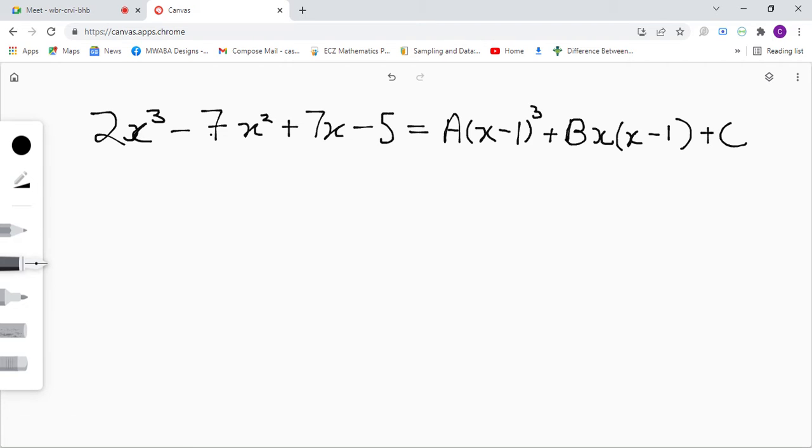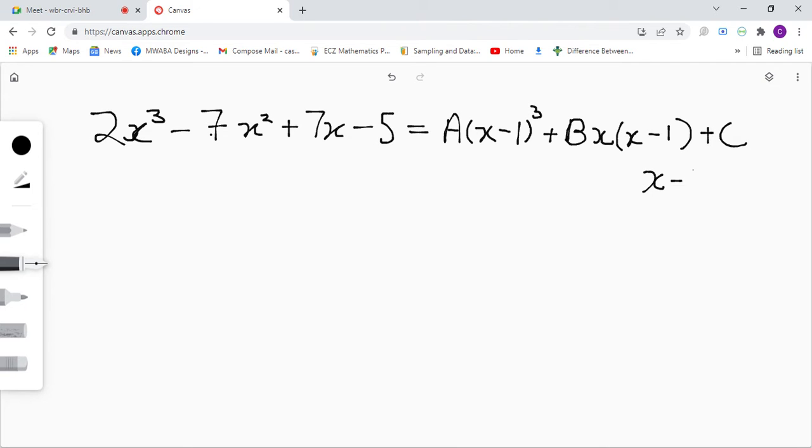All right, we've got a question here. We have to find the values of A, B, and C. We could use equating the coefficients, but we're going to use the critical values instead. So we're going to ask what is the critical value here? We're going to take x minus 1, because remember, the critical value is going to wipe away most of the variables and is going to enable you to find certain values like the value of c.